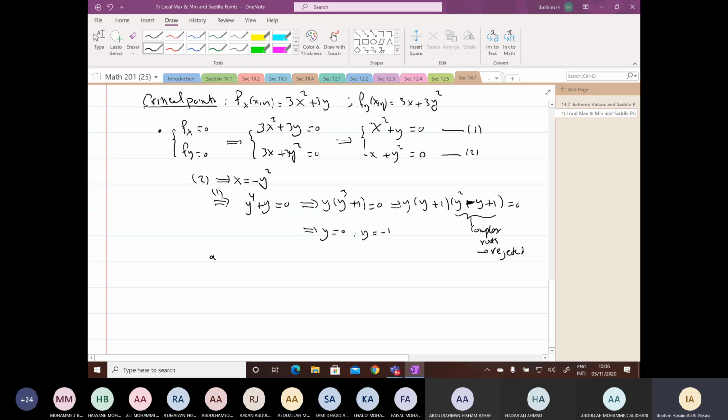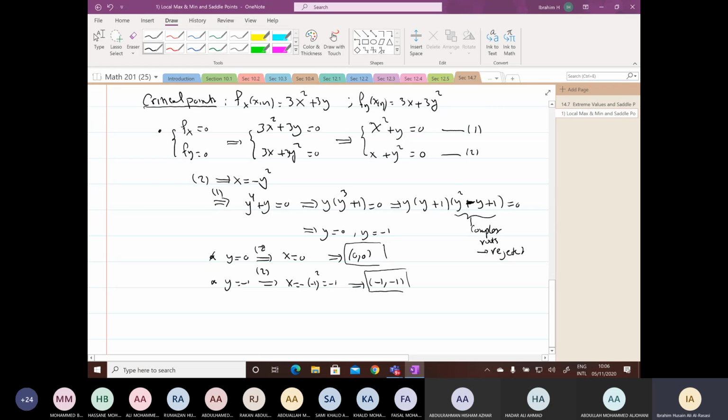When y equal to 0, substitute into the same equation, x equals minus y squared. You get x equal to 0. So this gives me the point (0, 0). This is the first critical point. Second, when y equals minus 1, again substitute in x equals minus y squared. X equals minus (minus 1) squared, which is minus 1. So this gives me a second critical point, (minus 1, minus 1). So you have these two critical points, and they are both in the domain. So they are critical points of the first type.